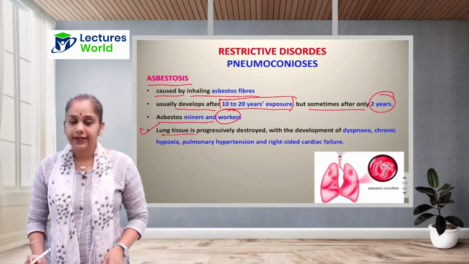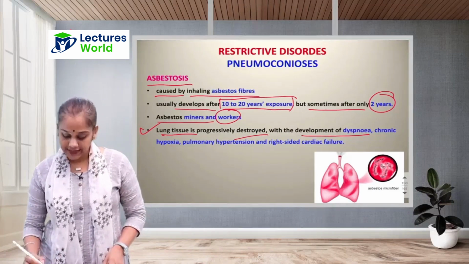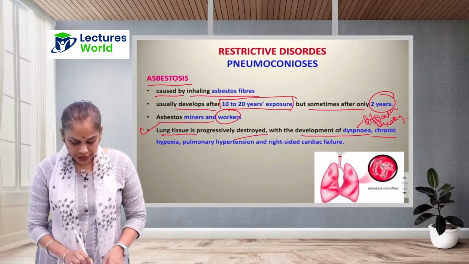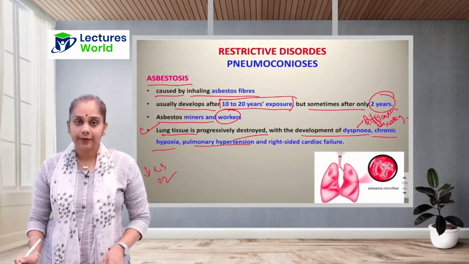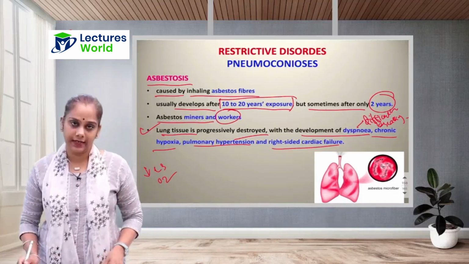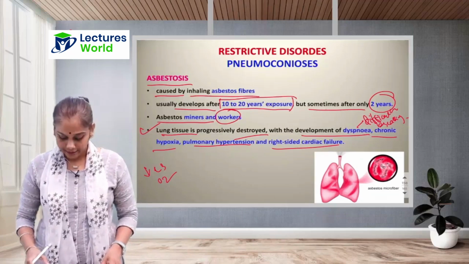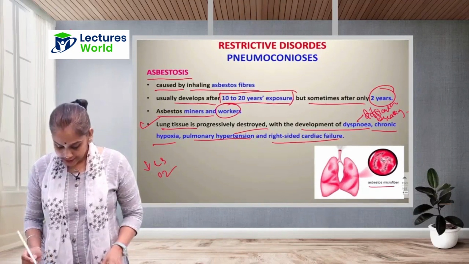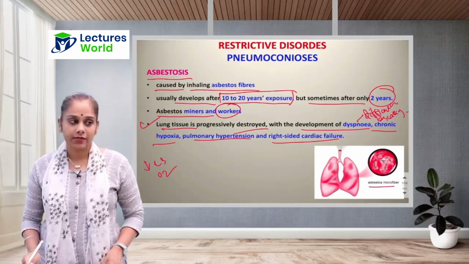The lung tissue is progressively destroyed with the development of dyspnea. What is dyspnea? There is difficulty in breathing. Chronic hypoxia means decreased oxygen. Pulmonary hypertension and right-sided cardiac failure can lead to death. So this is asbestosis. You can see in the figure, this is the asbestos microfibers, they are deposited in the lungs.